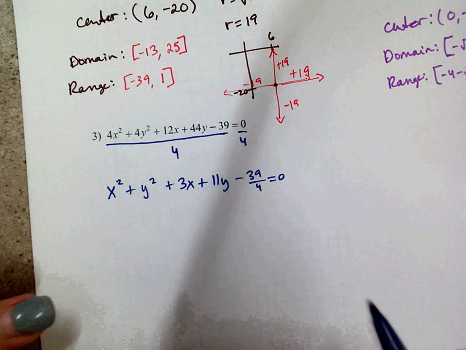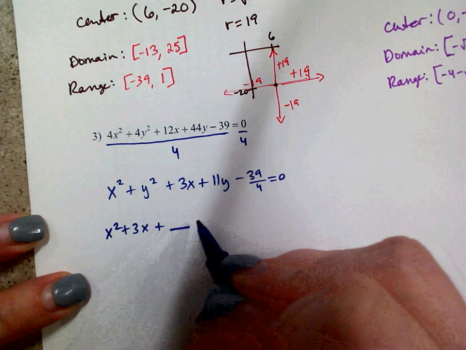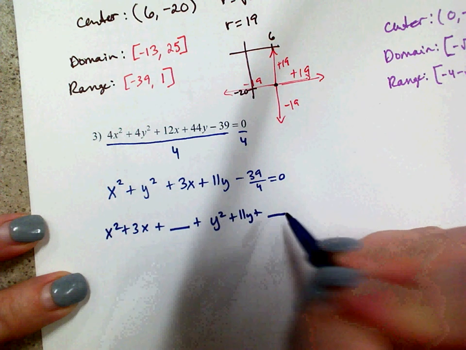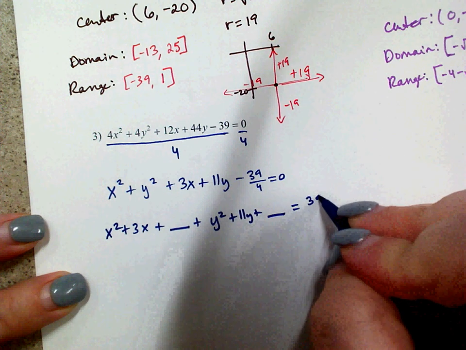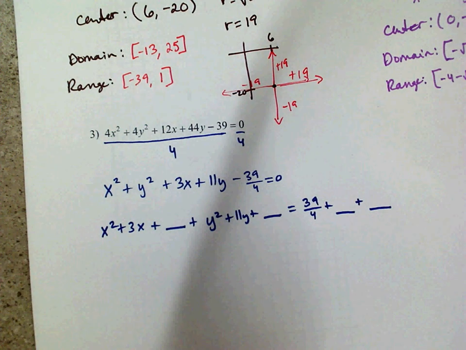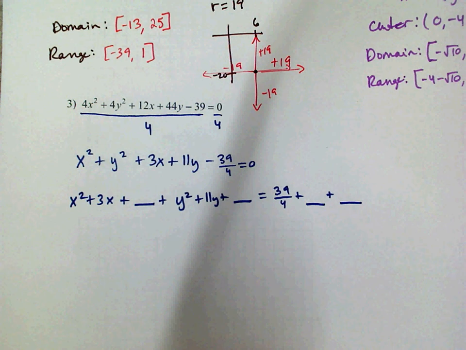So then I'm going to reorder everything. x squared plus 3x plus blank, plus y squared plus 11y plus blank, equals, I'm going to add the 39 fourths over, plus blank plus blank. All right, so let's fill in what we know.